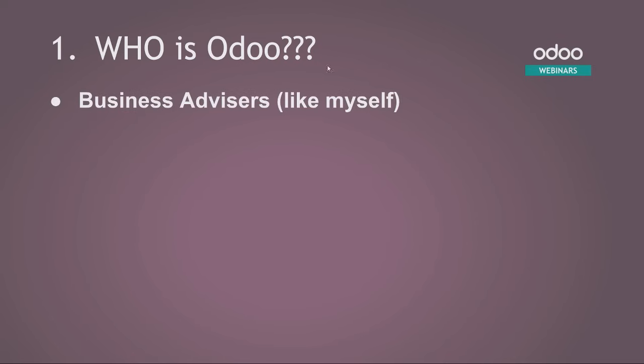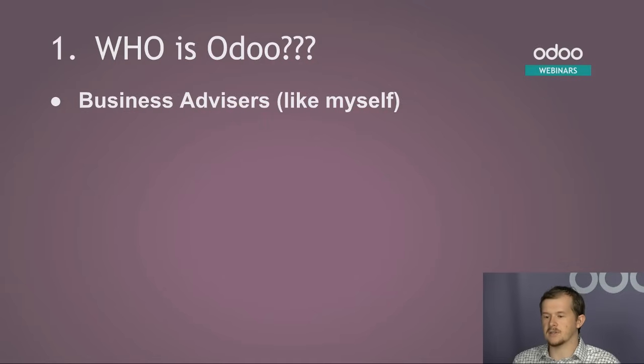Next, who is Odoo? So there's business advisors like myself. I am on the direct sales team of the US. We also have a direct sales team in New York and a direct sales team in Belgium. Our role specifically is to deal with certain geographical areas. In my case, I work with the US and Canada. The New York team also works with US and Canada. Belgium works with Europe. And then there are also people on the direct sales team who work with the Latin American countries. So we really try to cover the entire globe.